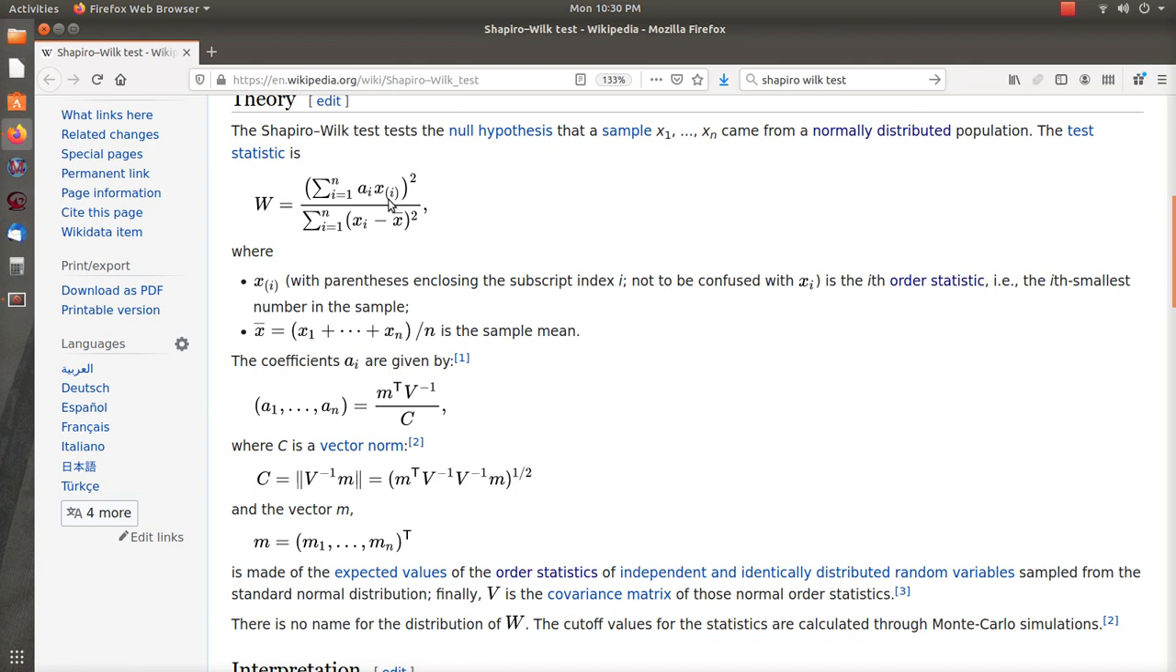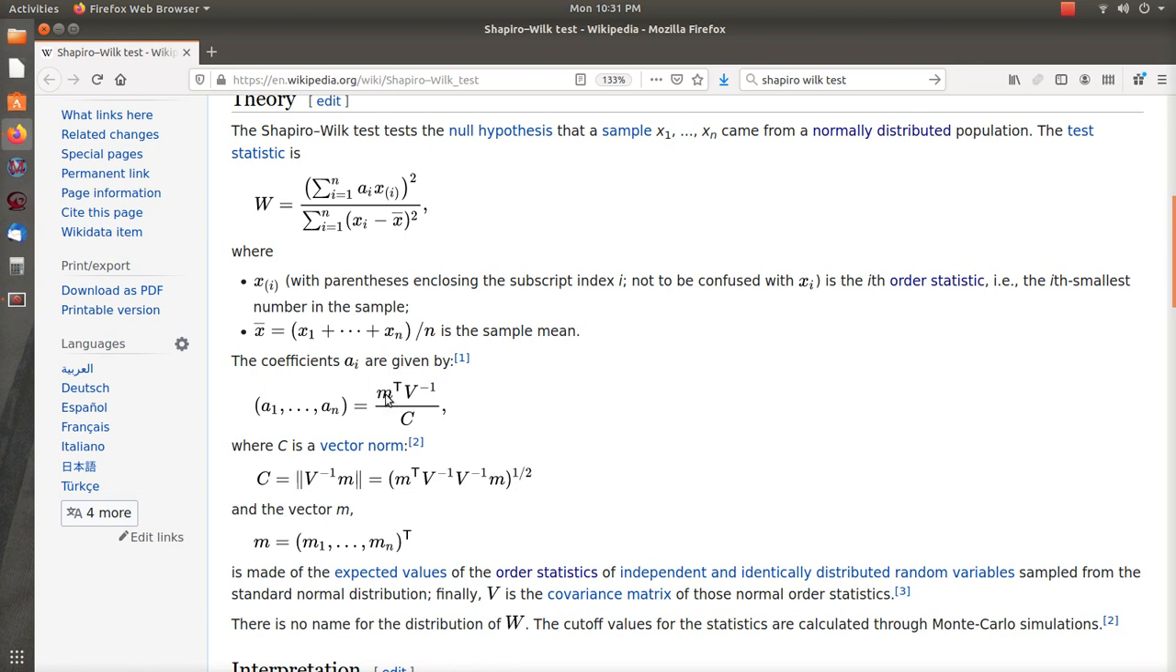And this is it. So note the denominator here is the sum of squares total. So it's like the sample variance without the n divided by n minus 1. The numerator, the x, and then in parentheses i, that's the order statistic, and we go from 1 to n. So we take the first order statistic times a1, and then after that sum we square it. But let's look at what the a's represent. The a is this vector here.